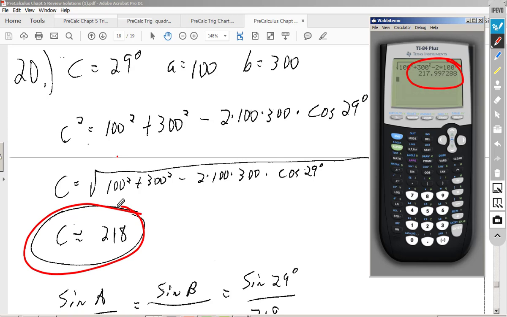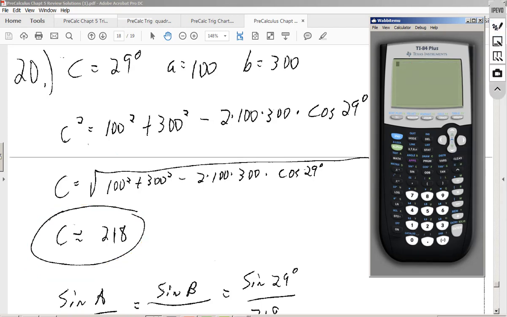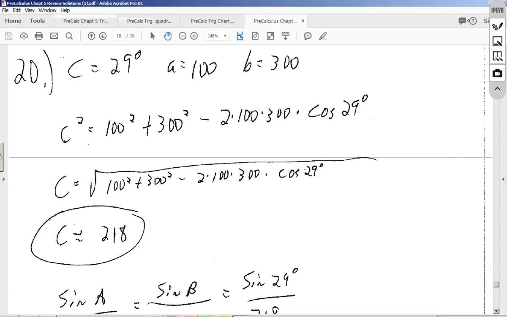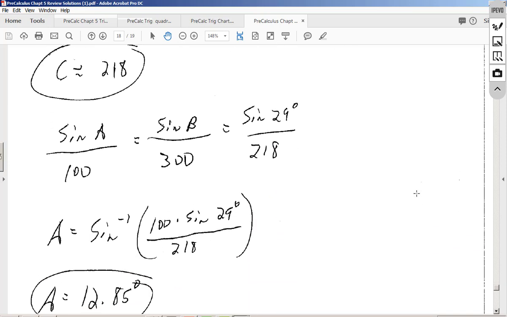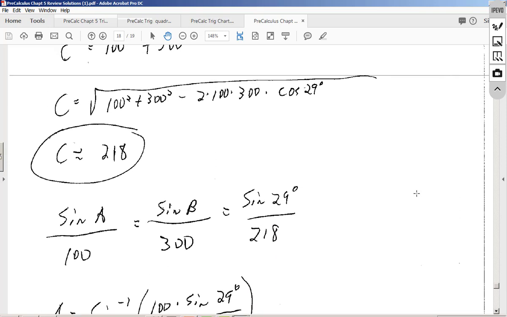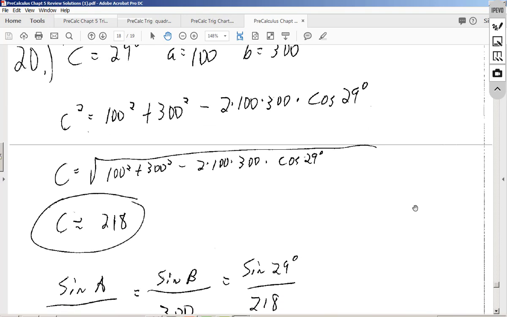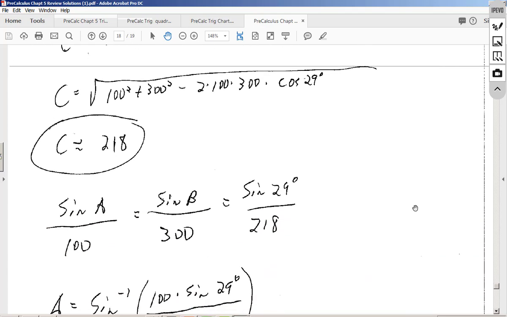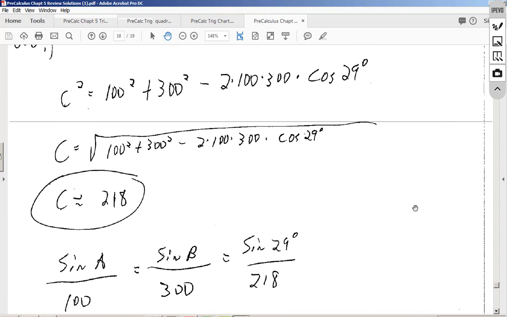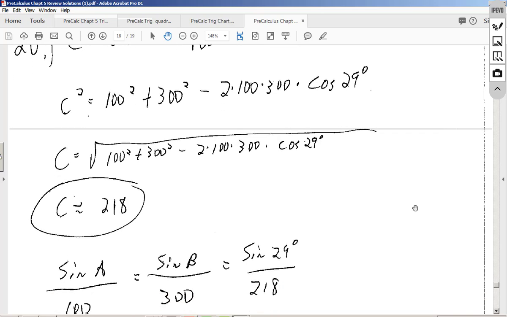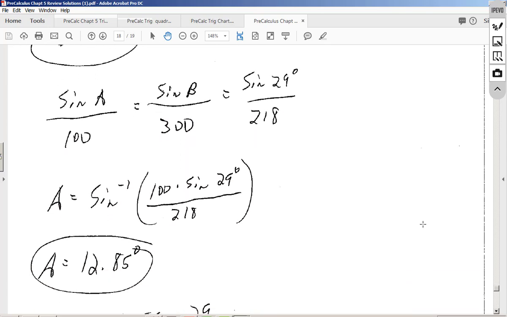Okay, now that I've found that matching side, I can go ahead and use the law of sines to finish off this problem. Once you have a match, you can just use your law of sines. Notice I just match those up. I've got sine A all over 100, and then sine B all over 300, and the sine of 29 degrees all over 218. So there's my law of sines.